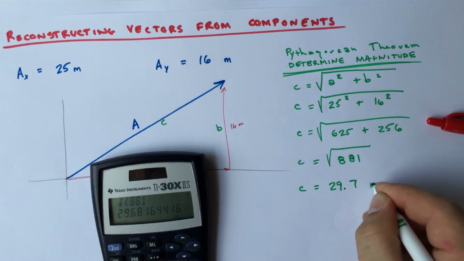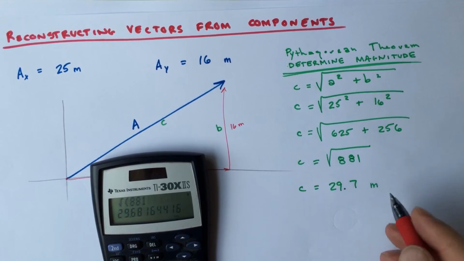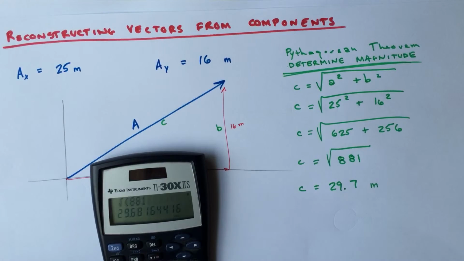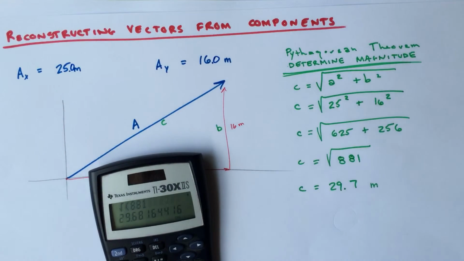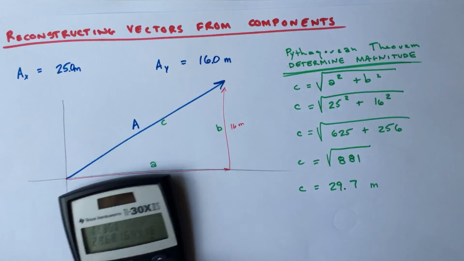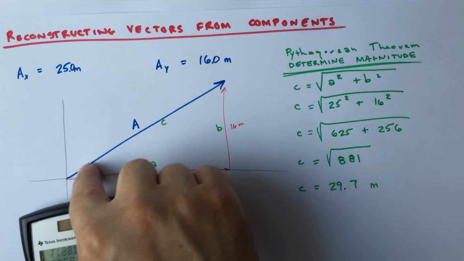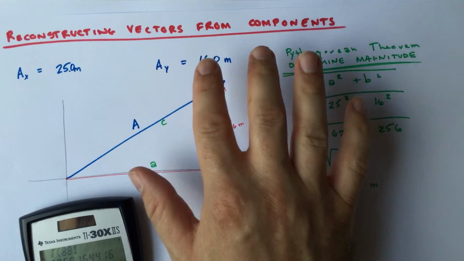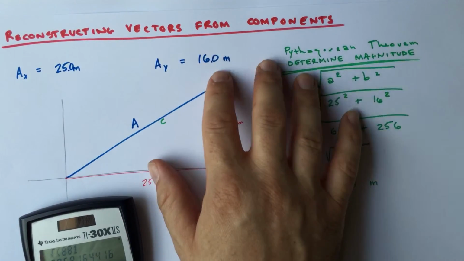29.7 meters. I guess with proper significant figures, I would round that to 30, right? Because I have two significant figures coming in. We can probably assume that this is not 25.3 or anything like that. So this lets me determine the magnitude of A. A is a vector that is 29.7 meters long. But a vector is defined by not only a magnitude, but also a direction. So there's one more step.